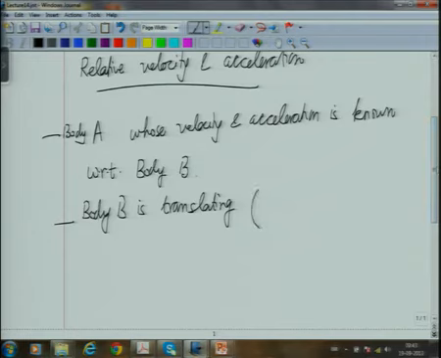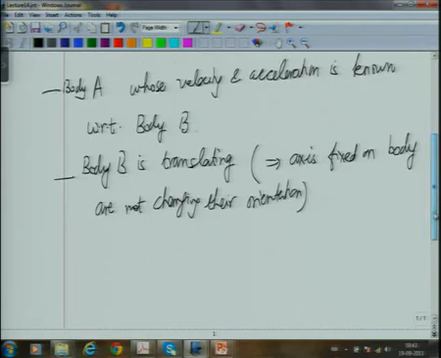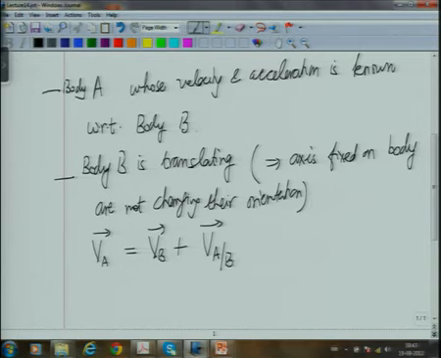So body B is translating. This implies axes fixed on the body are not changing their orientation. So in this case, the velocity of A will be equal to the velocity of B plus the velocity of A with respect to B.